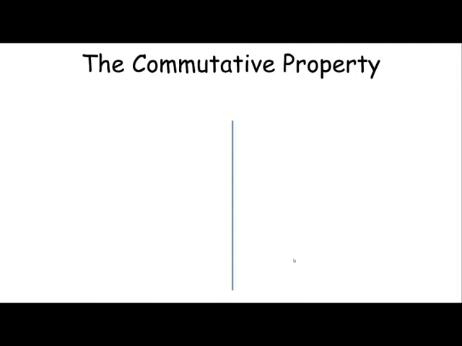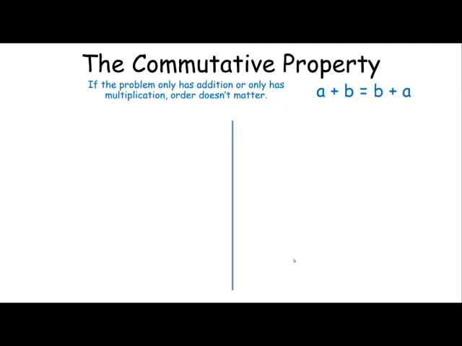The first is the commutative property. It says, if the problem only has addition or only has multiplication, then the order doesn't matter. A lot of us probably know this property without knowing its name. In formal algebra terms, it says a plus b is equal to b plus a, or any number added to another number will give you the same answer if you change the order of those numbers. So for example, if I said to you 5 plus 3, you probably all know that that's an 8. But keep in mind that if I change the order, 3 plus 5 is also an 8.